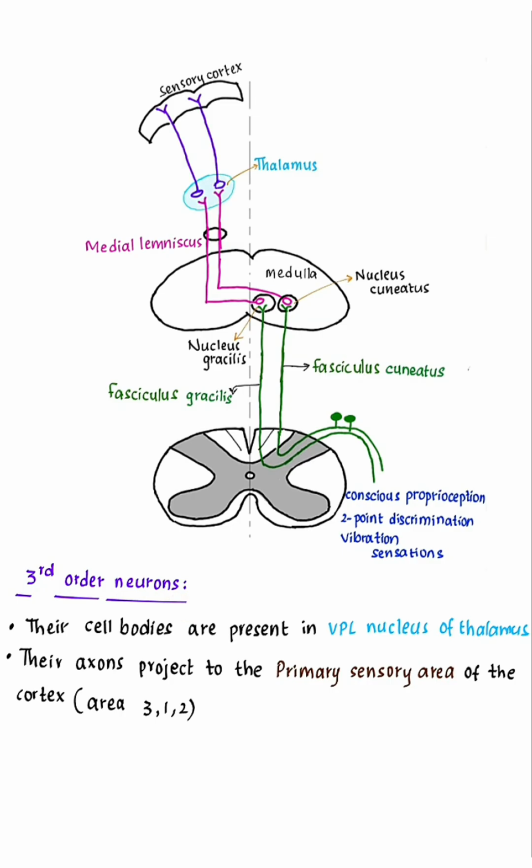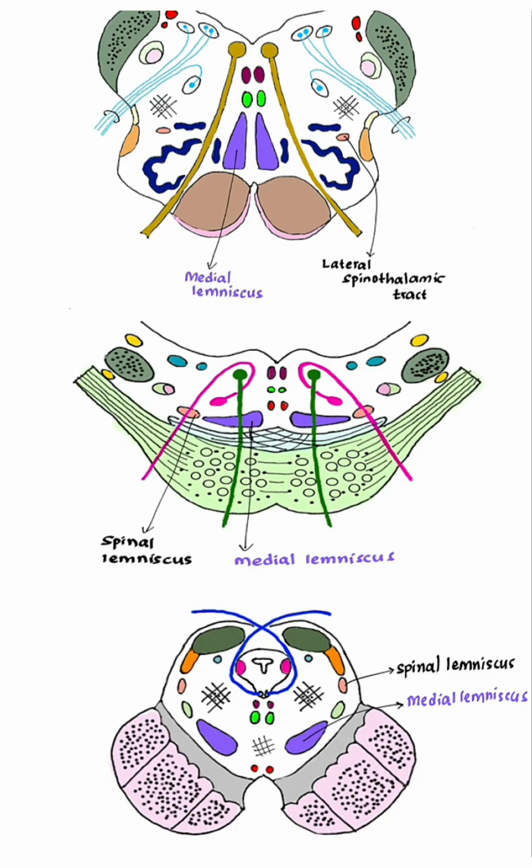Third order neurons. Cell bodies of third order neurons are present within the VPL nucleus of the thalamus. Their axons project into the sensory cortex. The medial lemniscus is formed within the lower part of the medulla. It ascends through the upper part of the medulla, pons, and midbrain to reach the thalamus. This is the cut section of the upper medulla showing the medial lemniscus, the cut section of the pons showing the medial lemniscus, and the cut section of the midbrain showing the medial lemniscus.